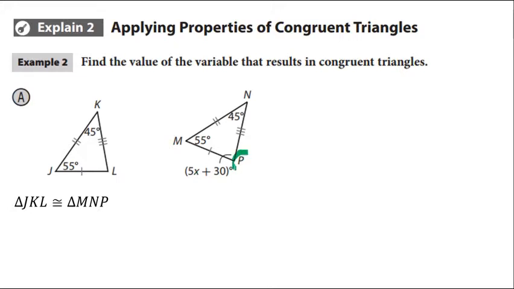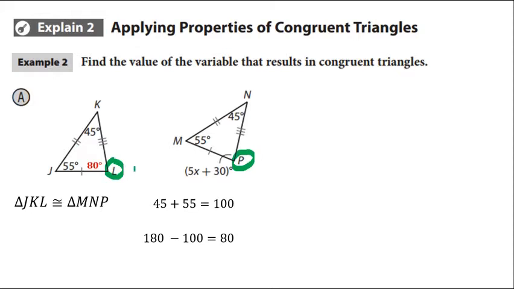So angle P corresponds to angle L, but they don't give you a value for angle L. They only give you a value of the two other angles. I know that the three angles in a triangle add up to 180 degrees. So what I do first to solve for that missing angle is I add the two given angles and subtract that from 180 to give me 80 degrees. So that means that angle L is 80 degrees.